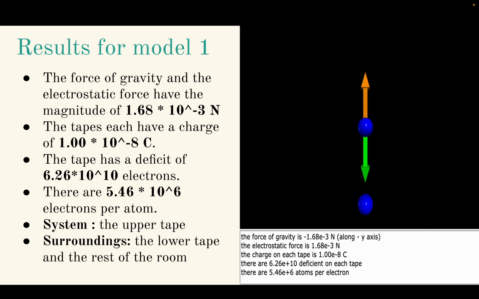By equating them, we are able to calculate that the value of the force of gravity and electrostatic force is 1.68 × 10^-3 newtons. The charge on each tape is 10^-8 coulombs. The electron deficit is 6.26 × 10^10 electrons, and there are about 5.46 × 10^6 electrons per atom. The upper tape acts as the system, and the surroundings include the lower tape and the rest of the room. We also note that the orange arrow represents the electrostatic force, while the green arrow represents the gravitational force.